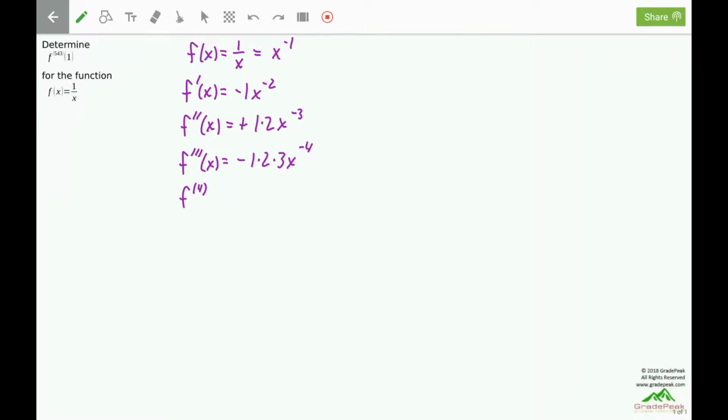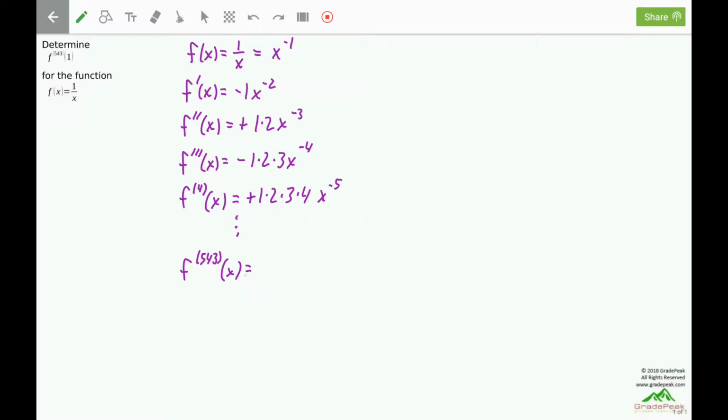The fourth derivative will be a positive again, and then 1 times 2 times 3 times 4. The double negative made it positive. When we put a 4 down there, we subtract 1 from the exponent, so x to the negative 5, and on and on. Now from this pattern, we should be able to determine the 543rd derivative of x. So the first thing to notice is it's alternating in sign.